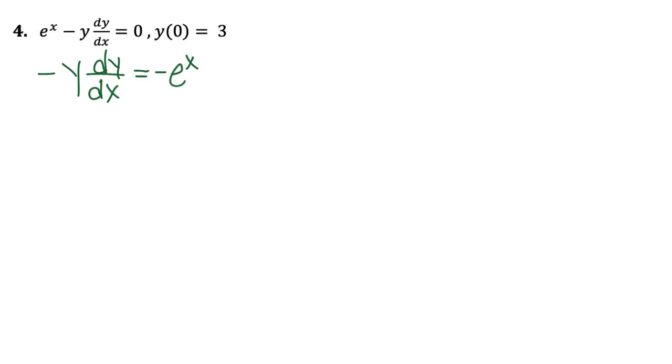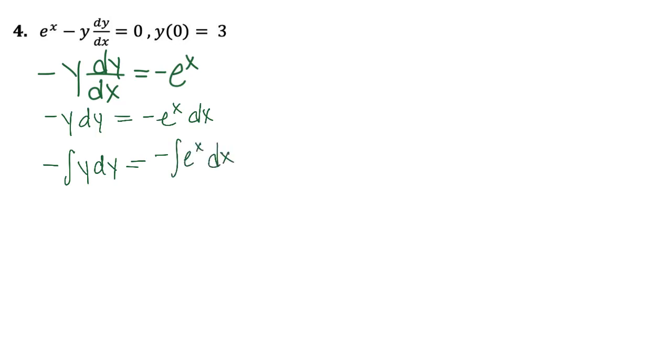All right, and then what are we going to do next? What have we got to move? Got to move dx. So negative y dy equals negative e to the x dx. Is that okay? Now what do we do? Now we got to integrate, don't we? So I'm going to have negative integral y dy. Is that okay? Just want to move out the negative this round. Groovy?